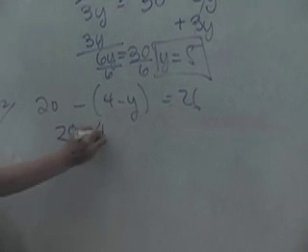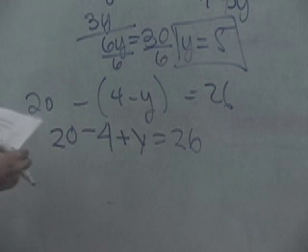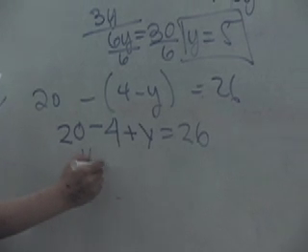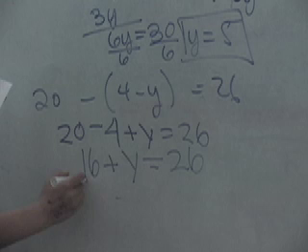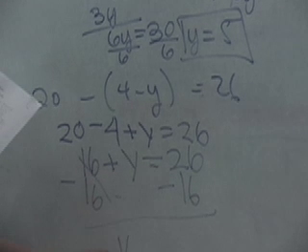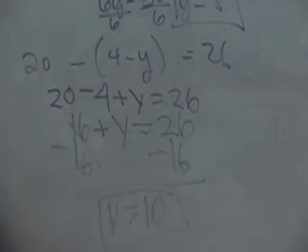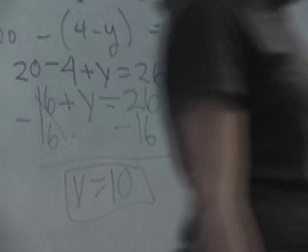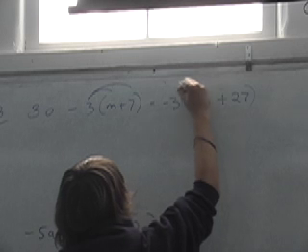20 subtract 4 plus y equals 26. And then you just subtract the 20 and 4, so it's 16 plus y equals 26. And you subtract the 16 from both sides. And it's 5. Good job. Okay. First off, you distribute the parentheses on each side.